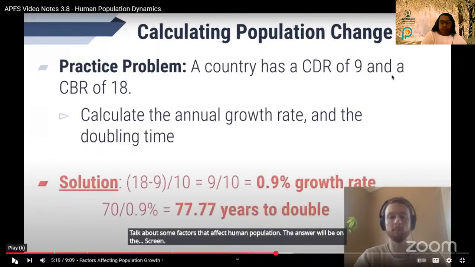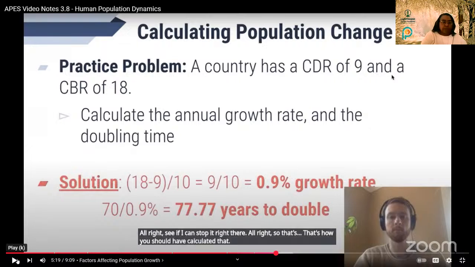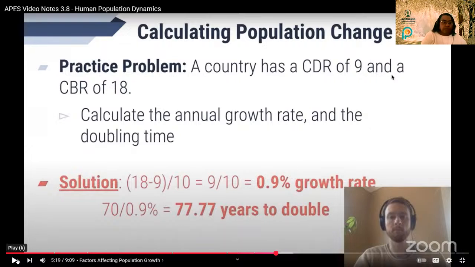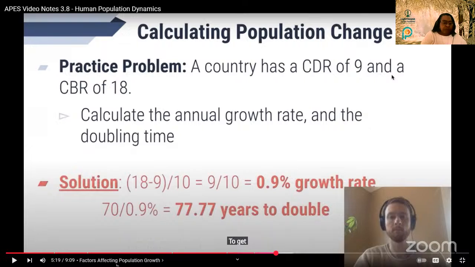All right, so that's how you should have calculated that. So first you had to get the growth rate, and that was 0.9%, and then you use the rule of 70 to get how many years it will take for the population to double.